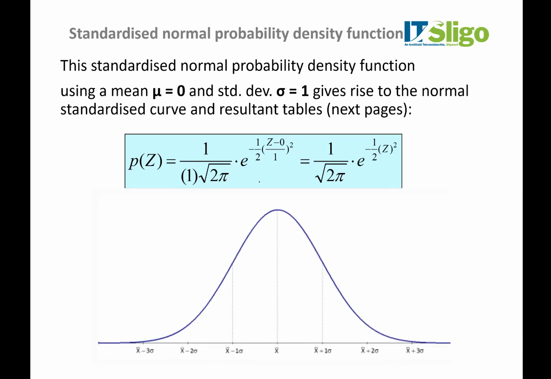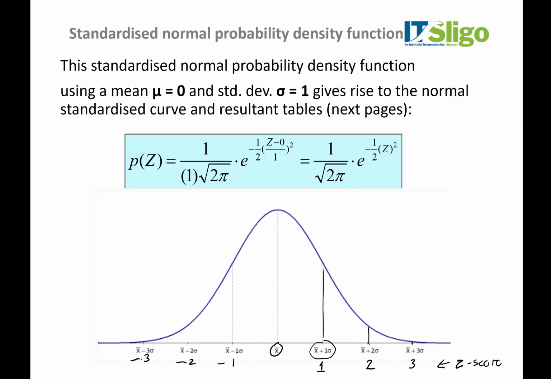This gives rise to the normal standardized curve. This is it here. So here's our mean. This line represents one standard deviation above the mean. Now that would have a z-score of 1. Here we have 2. That would be a z-score of 2. Here we are 3 standard deviations above the mean, and that would have a z-score of 3. Similarly, if we went down the way, this would be -1 standard deviation from the mean. -2 or -3 standard deviations.